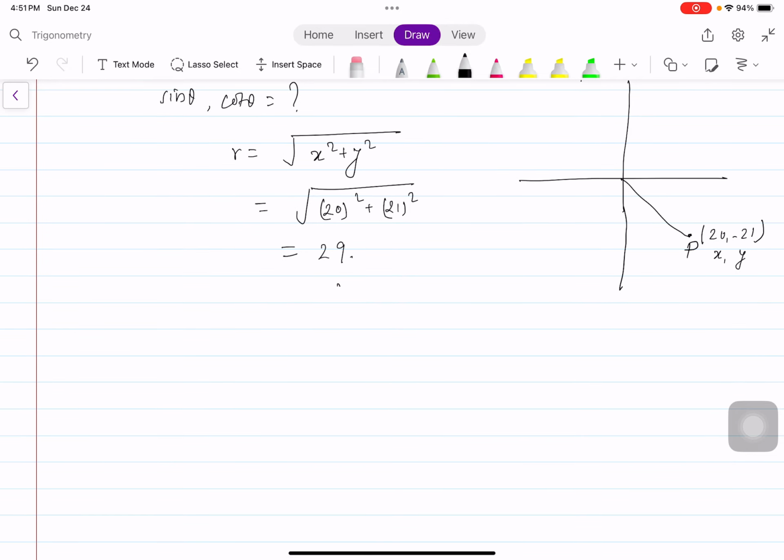Now it is simple. We know r, we know x, and we know y. So just use the formula. Sine theta is always the y coordinate over r. What is y? Y is negative 21 over r, which is 29. And cotangent equals, what is the value? It is the reciprocal of tangent, which was y over x, so it is x over y. What is x? X is 20 over, what is y? Y is negative 21. So these are the values of sine and cotangent.